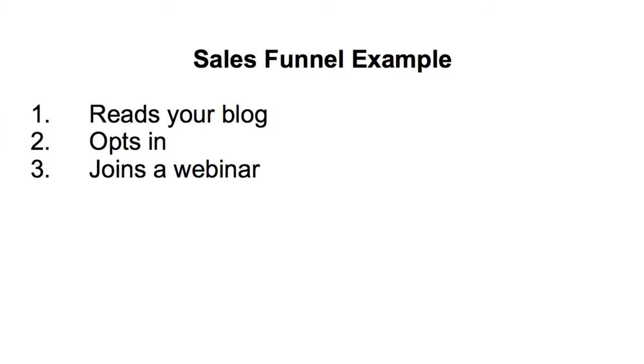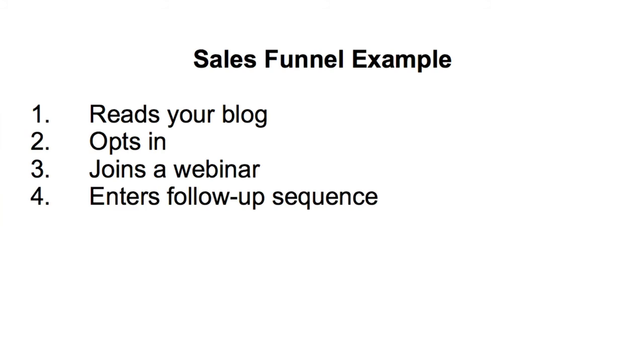Once they're on your email database, perhaps you can invite them to join a free webinar to educate them about a certain topic. And what you can do is have the subscriber enter a follow-up sequence, a sequence of messages that goes out on a pre-scheduled time frame. For instance, you could have a message going out as soon as they opt in to your newsletter. On day 2, they receive another message. Day 3, another one, and so on.